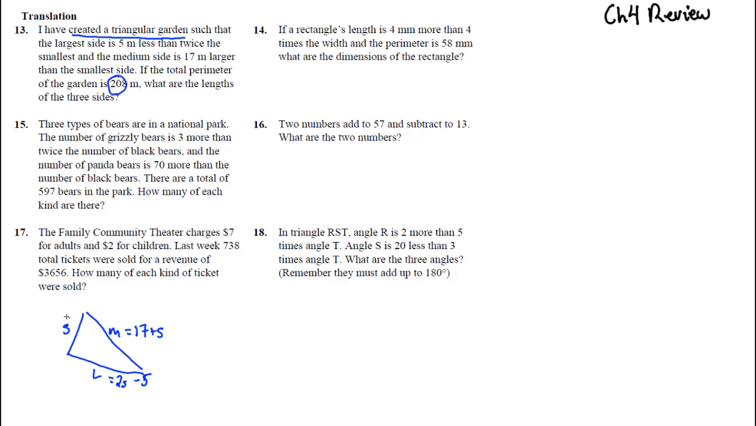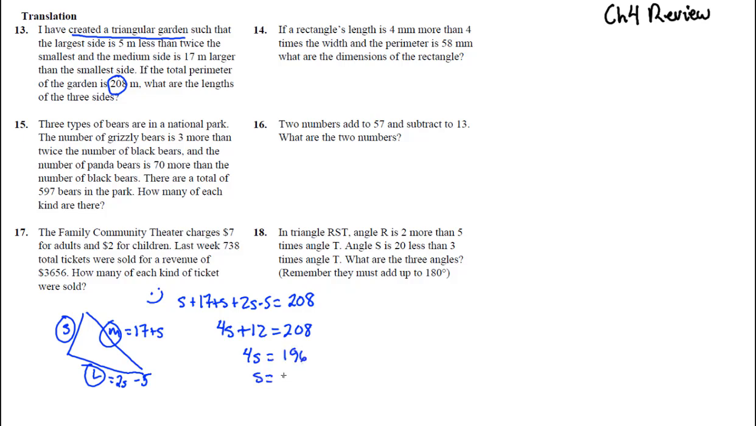All right, so this is that plus that plus that. So S plus 17 plus S plus 2S minus 5 equals 208 meters. Now we have an equation. S, 2S, that's 4S plus 12 equals 208. Subtract 12 from both sides and we get 4S equals 196. So the smallest side must be 49 meters.